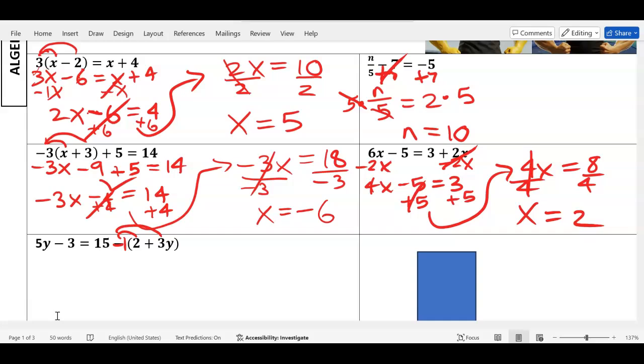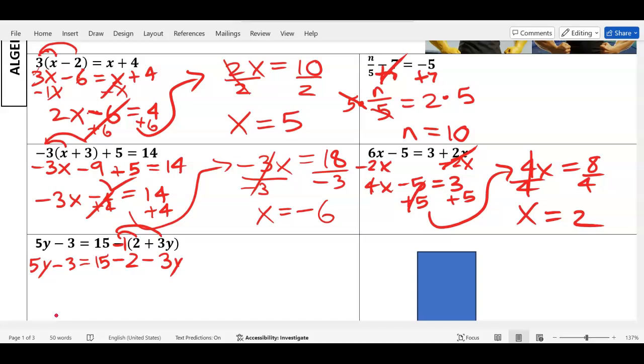-1 times 2 is -2. -1 times 3y is -3y. Bring everything down. 5y minus 3 equals 15. So I'm telling you, if you see a negative, that means -1, and you distribute it, you multiply it.